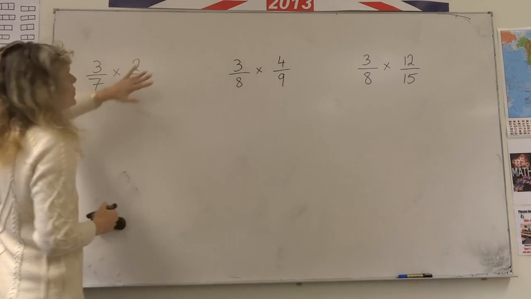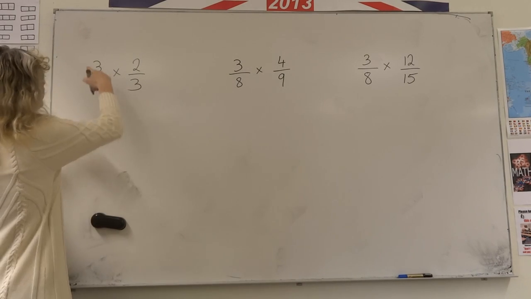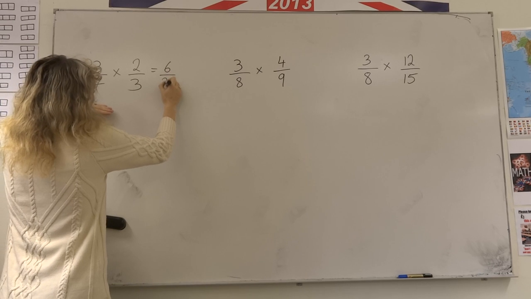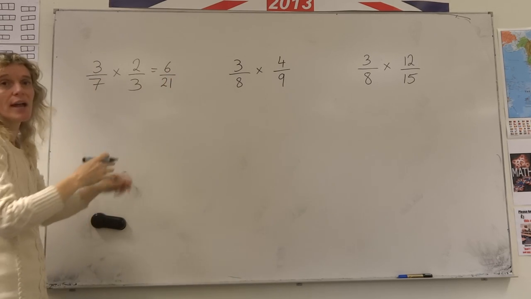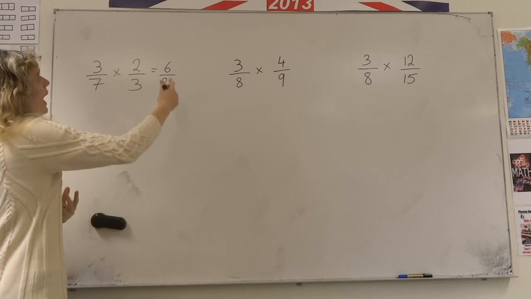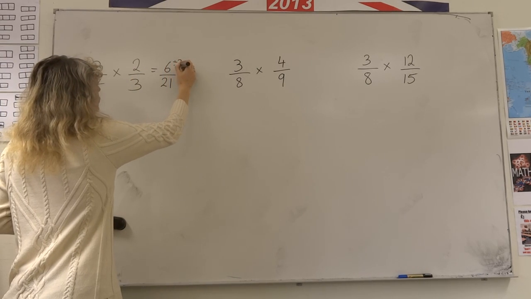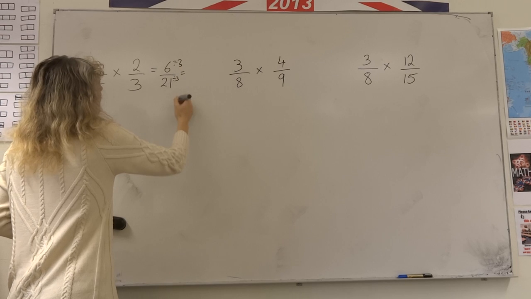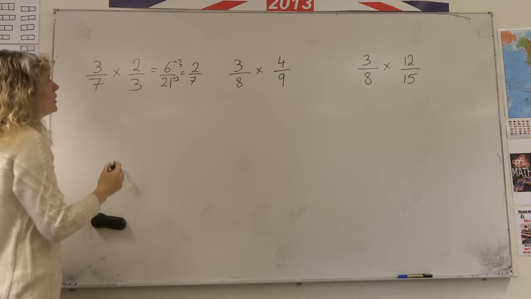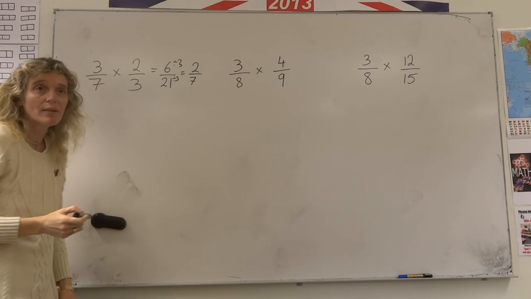The way that you guys are used to solving this type of fraction is just 3 times 2 is 6, 7 times 3 is 21, and then simplifying, recognizing that both the top and the bottom here can be divided by 3, and it takes you a little while because you've got to divide this again by 3, giving you 2/7 as your answer. But there's a much simpler way of doing that.